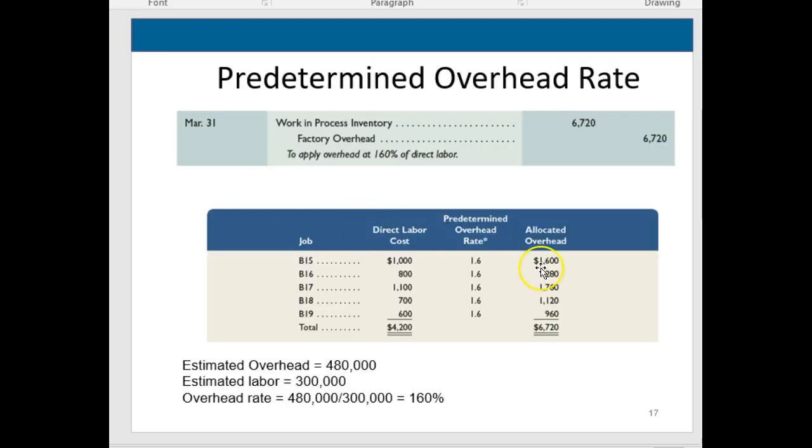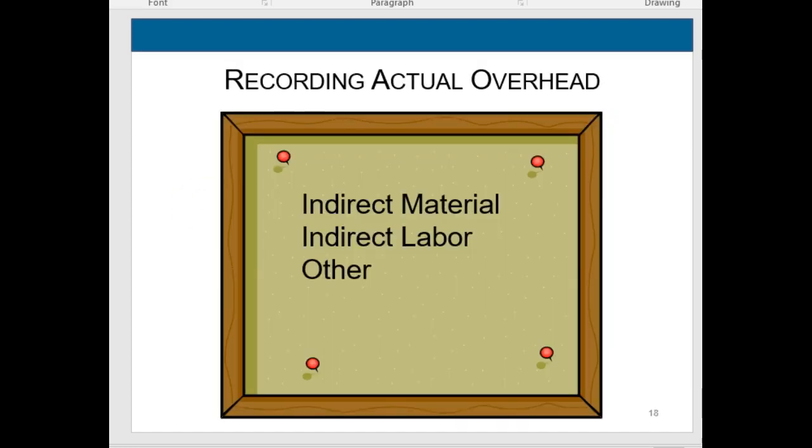So now we're going to record the actual overhead. The applied overhead is done when we estimate and as we're doing the job throughout. We don't really know the actual overhead until we get to the end of the period. So now we're going to do the other part.